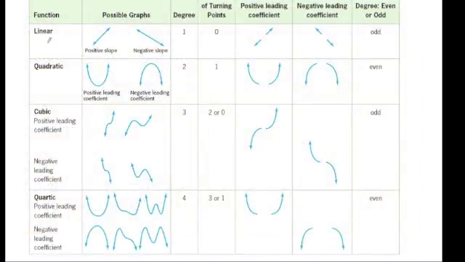Here's a summary of all the different types of function. Linear functions, of course, give us a line, and it's going up if the a in ax plus b is positive, down if it's negative. Our quadratic function opens up or down. Our cubic function, if the leading coefficient is positive, we go positive to the right. If it's negative, we go negative to the right.